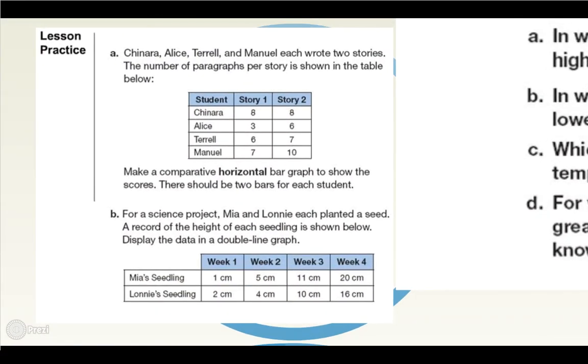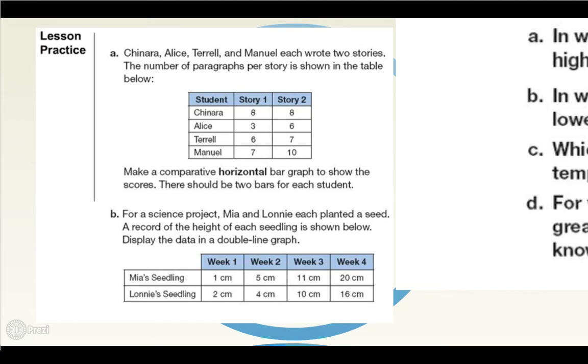All right, here's our lesson practice. Letter A says Chinara, Alice, Terrell, and Manuel each wrote 2 stories. The number of paragraphs per story is shown on the table below. Make a comparative horizontal bar graph to show the scores. There should be 2 bars for each student.